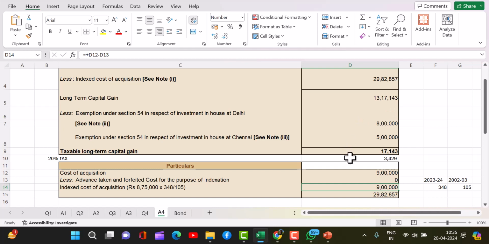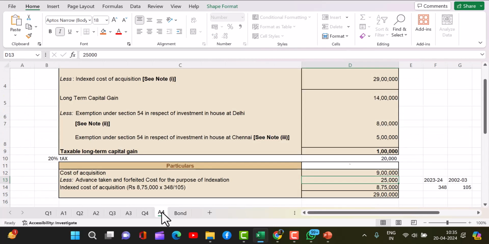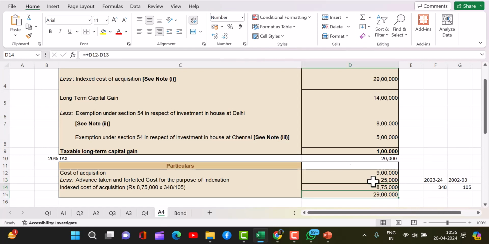Have you got it now? Since you have not paid your taxes because it was received way back in 2005, you included this in this year, and your cost of acquisition has come down now. So your tax liability will be 20,000. Have you got it? Yes, sir.